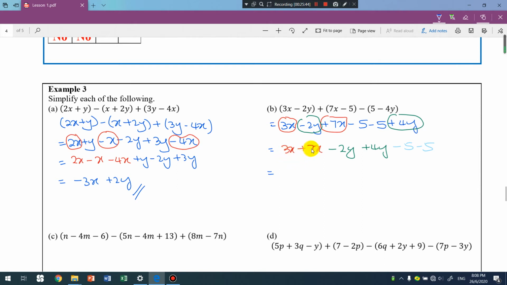So 3 plus 7 will give you 10, and don't forget to write in x. So negative 2 plus 4, positive 2, y. Don't forget to write in y. You can just press the calculator, negative 2 plus 4, you get 2, right? And don't forget to write the y beside the 2. Negative 5, definitely, you should be no problem, right? This one, negative 10. Okay, so this will be the answers for this part.